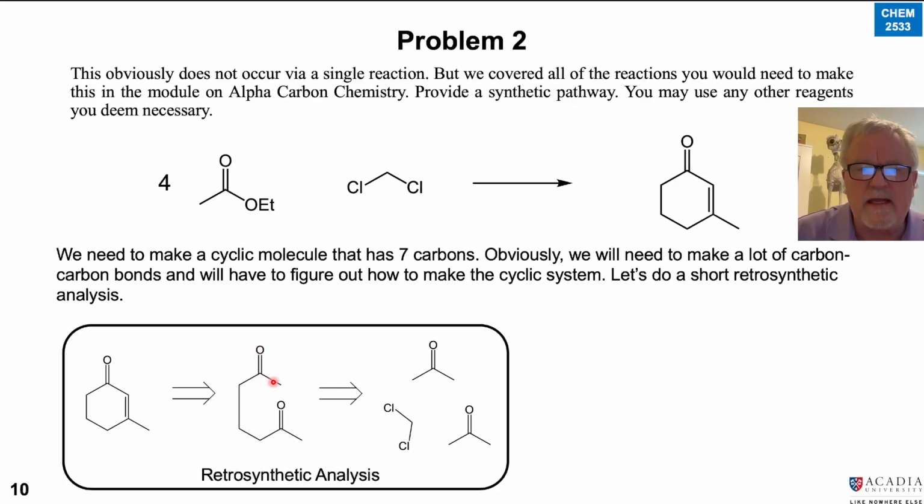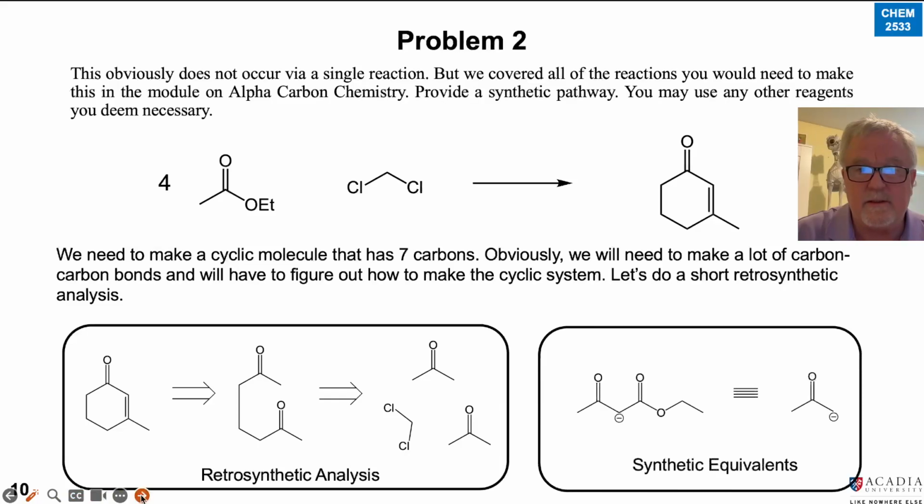So how do we make this? Well, we're going to make this from a couple of molecules of acetone. Actually, we're not going to use acetone. We're going to use a synthetic equivalent of the enolate from acetone. So let's go ahead and do our synthesis. Okay. This is a synthetic equivalent for the enolate, as I mentioned.